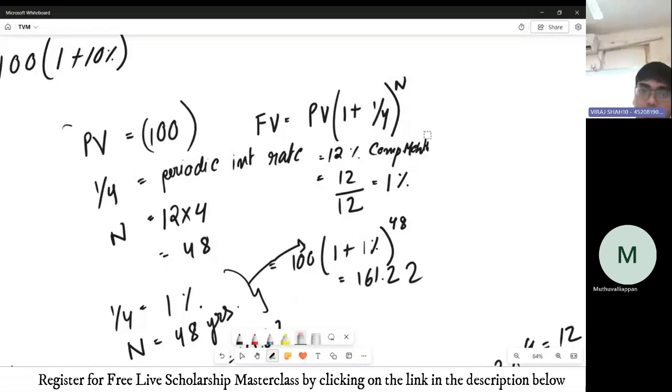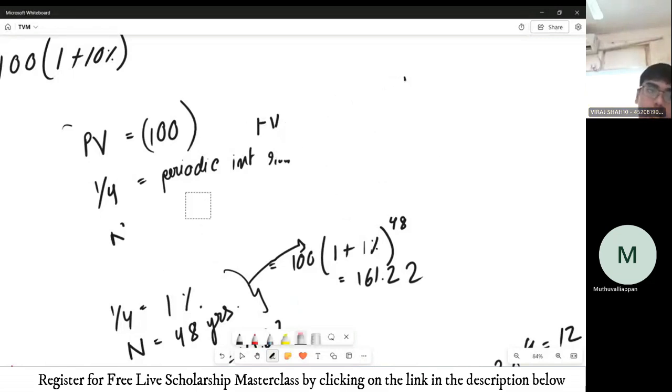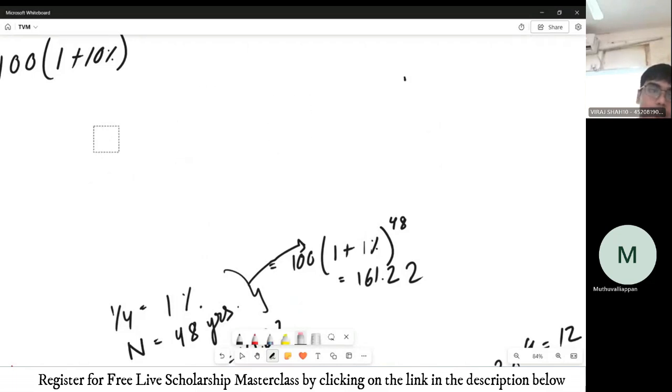How do we calculate this? First, we do it using formula. Then we do it using the TVM function. ठीक है? तो what will be 100, n is number of periods, number of compound periods, right?